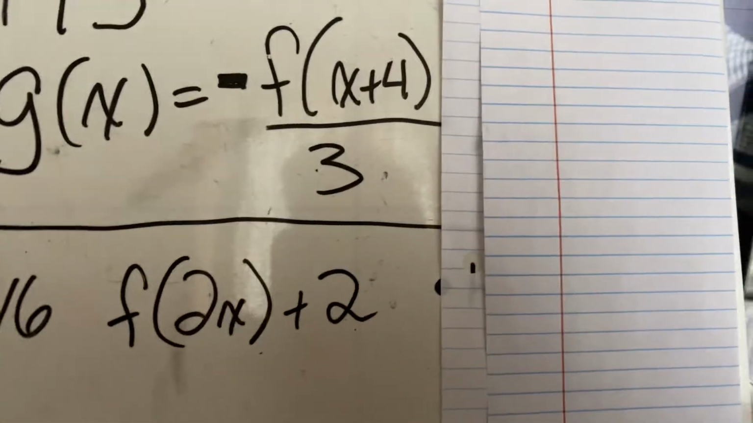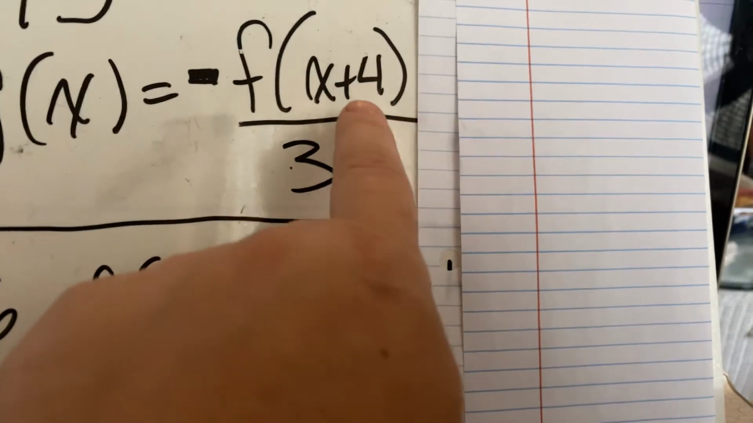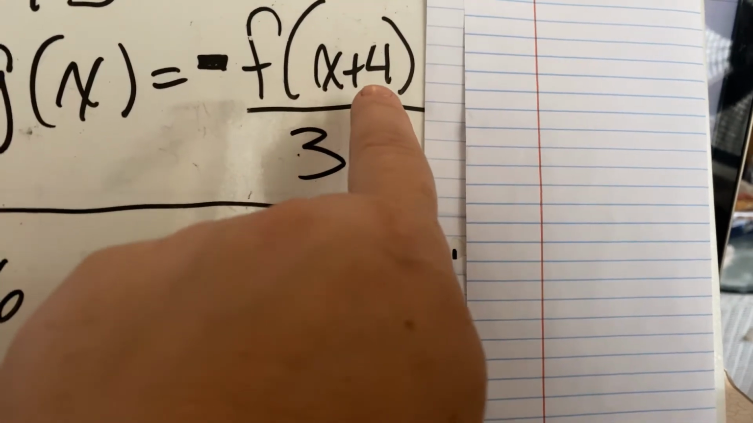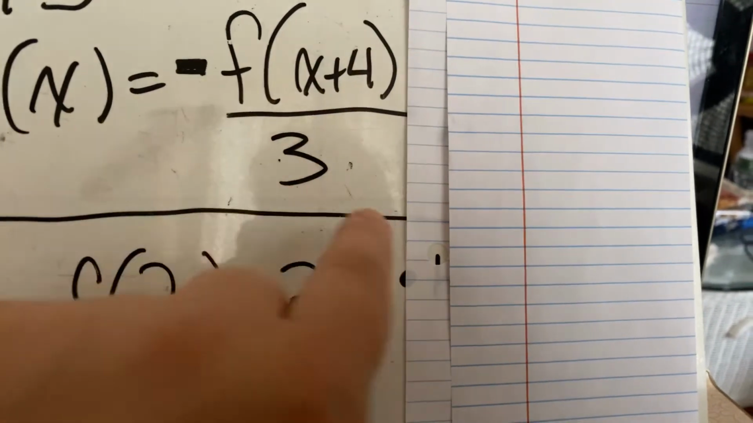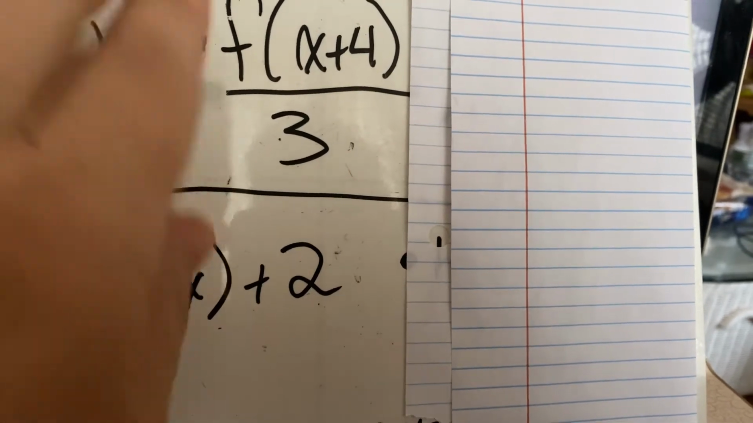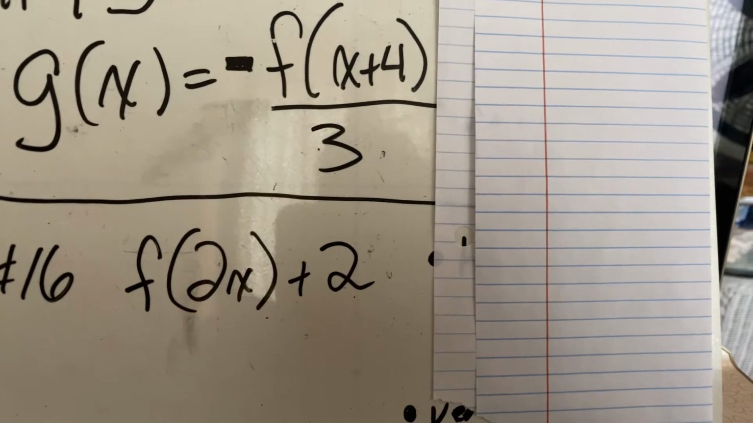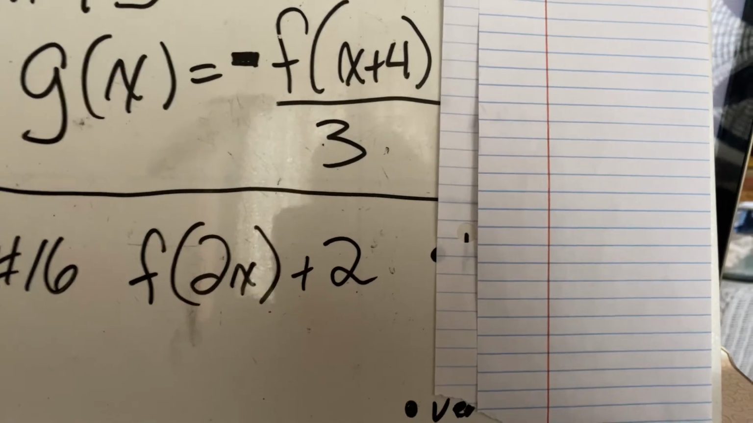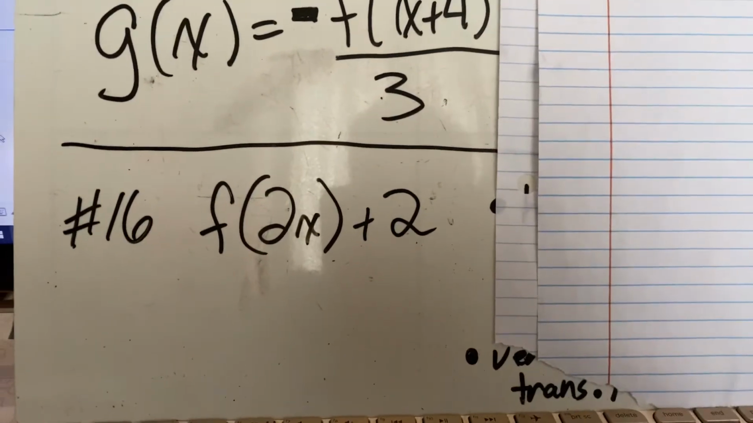In the house, horizontal is the opposite of what I think. There's a +4, so in fact it went to the left 4 units. And this is outside, it's not inside the parentheses, which we could write as 1/3 f of x. Since it's on the outside, that is a vertical compression by 1/3. Okay, and I'll show you the answers in a minute. I just wanted you to think for a moment.